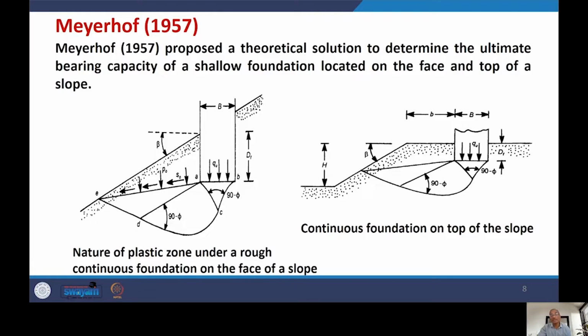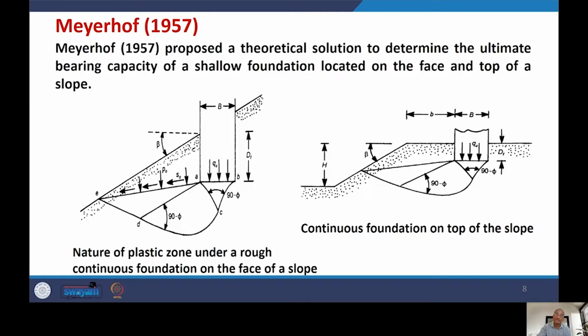What you could see on the slide, there are two figures. One figure on the left-hand side is showing where the foundation is on the face of the slope. That means it is passing through the slope itself.